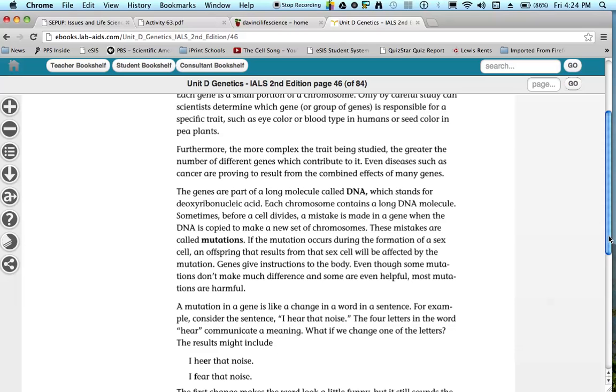Sometimes, before a cell divides, a mistake is made in the gene when the DNA is copied to make a new set of chromosomes. These mistakes are called mutations. If the mutation occurs during the formation of a sex cell, an offspring that results from that sex cell will be affected by the mutation. Genes give instructions to the body. Even though some mutations don't make much of a difference, and some are even helpful, most mutations are harmful.